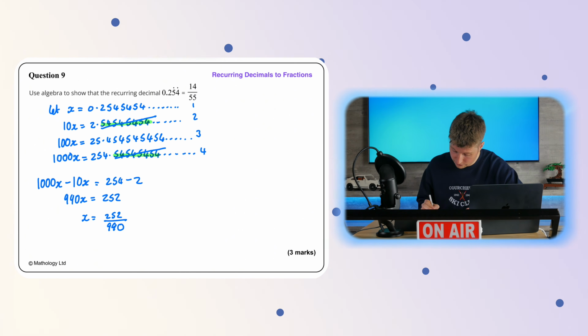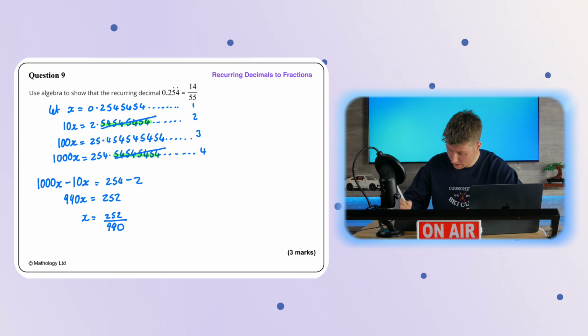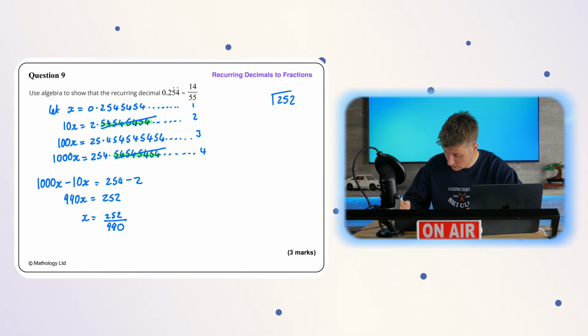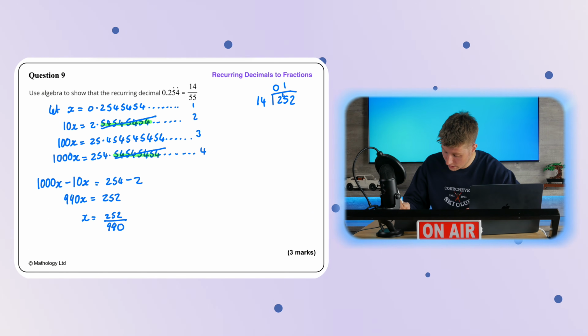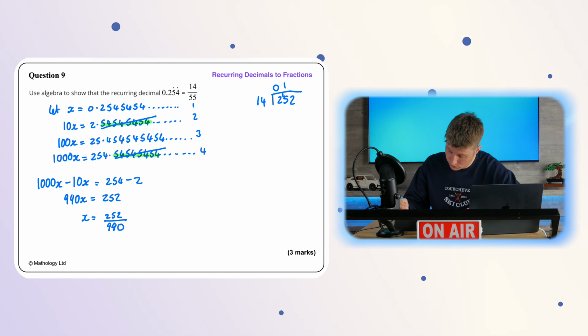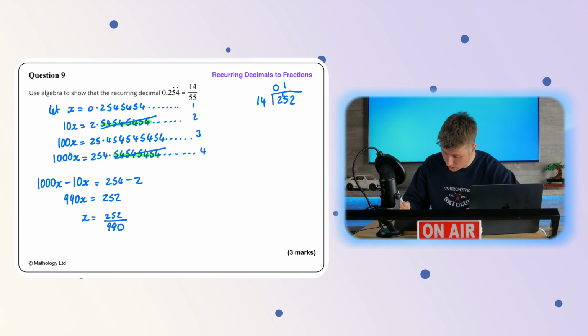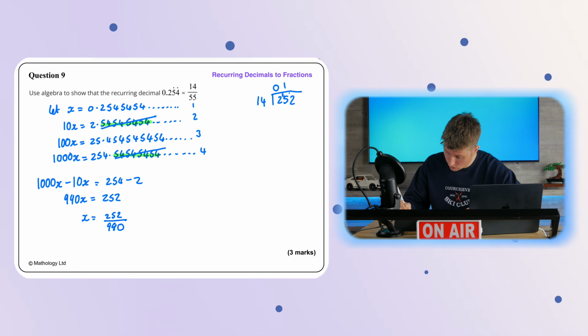So you can work out what this factor is that we're dividing the top and bottom by. If we do 252 divided by 14, so how many 14s go into 2? That's 0, carry the 2. How many 14s go into 25? That's 1, and we're going to carry 25 subtract 14, which is equal to 11. And then we need to think how many 14s go into 112. So we can do the bus stop again.